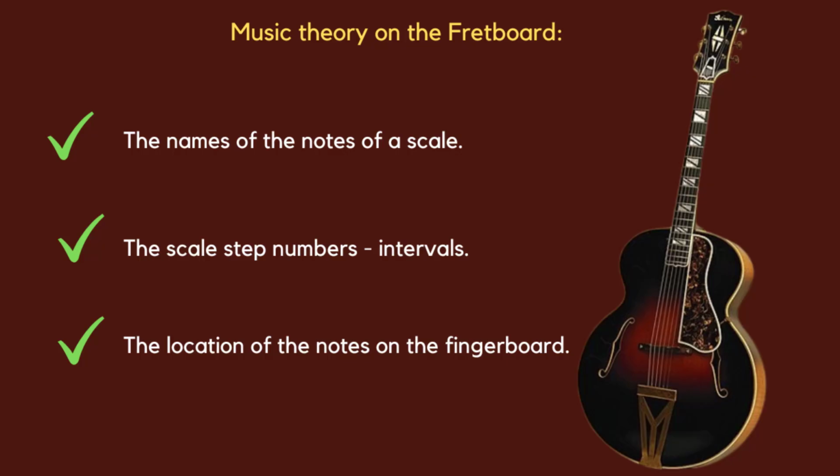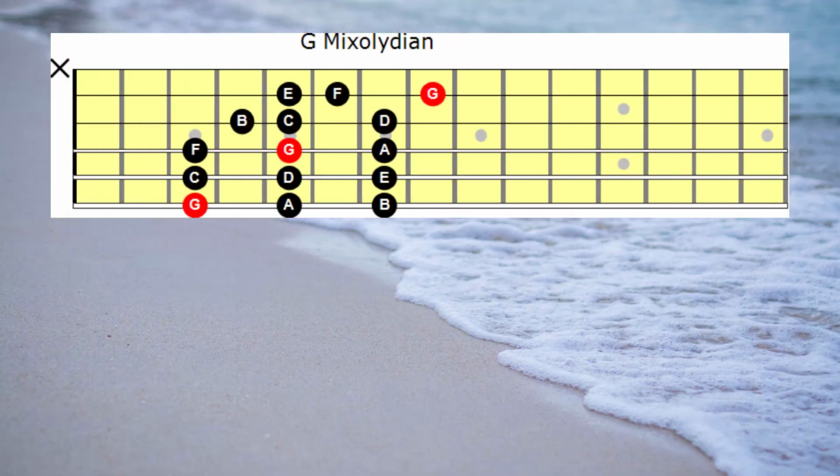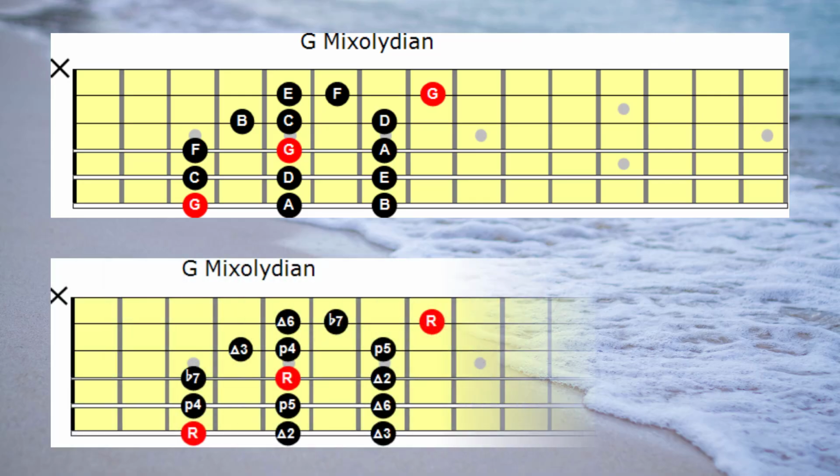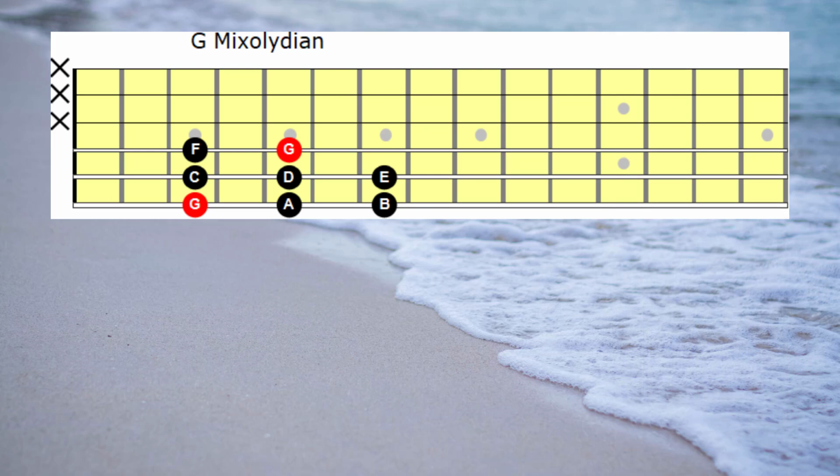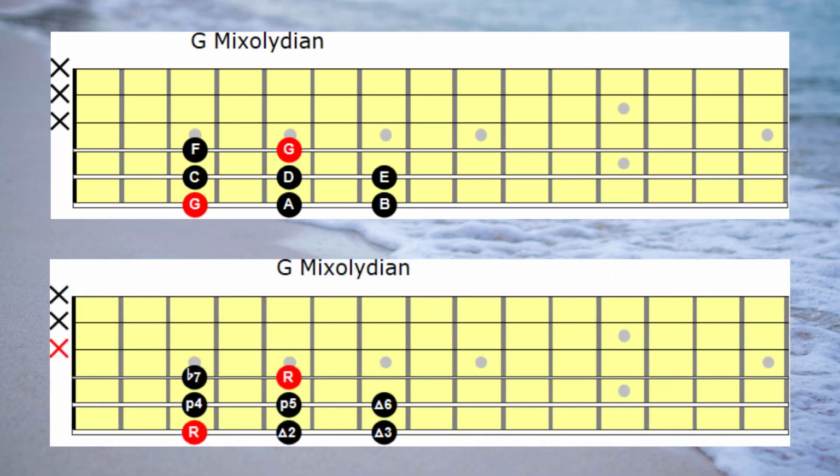To help you with this, throughout this video, we'll be presenting the scale in two forms, first as notes as we usually present them, and also the scale presented as intervals. Knowing the various intervals and their location on the guitar fingerboard will go a long way to help you understanding why and how something works. For example, here is a G mixolydian scale, and now here's the same scale shown as intervals.